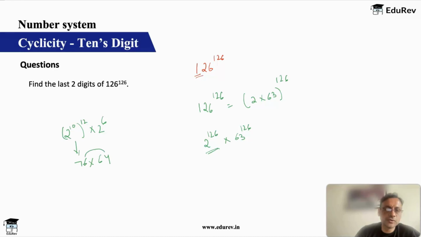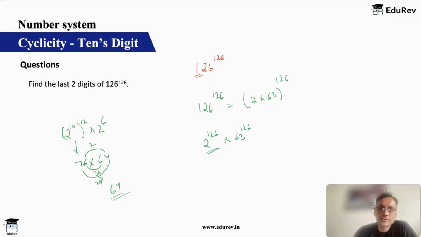So 6 into 4 is 24. 4, 2 carry. 7 into 4 is 28. 6 into 6 is 36. So 36 plus 30, 66. 64 plus 2, 66. You will get 64 as the last 2 digits. Fine till here?